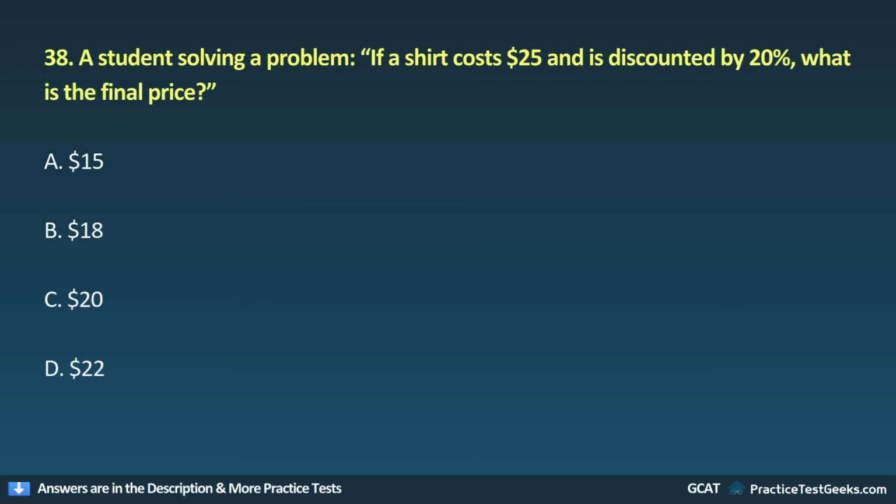38. A student is solving a problem. If a shirt costs $25 and is discounted by 20%, what is the final price? A. $15. B. $18. C. $20. D. $22.